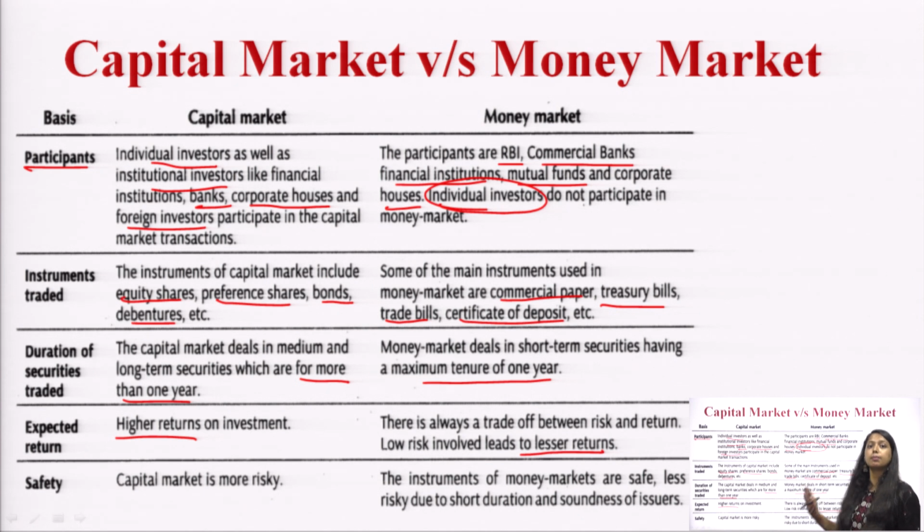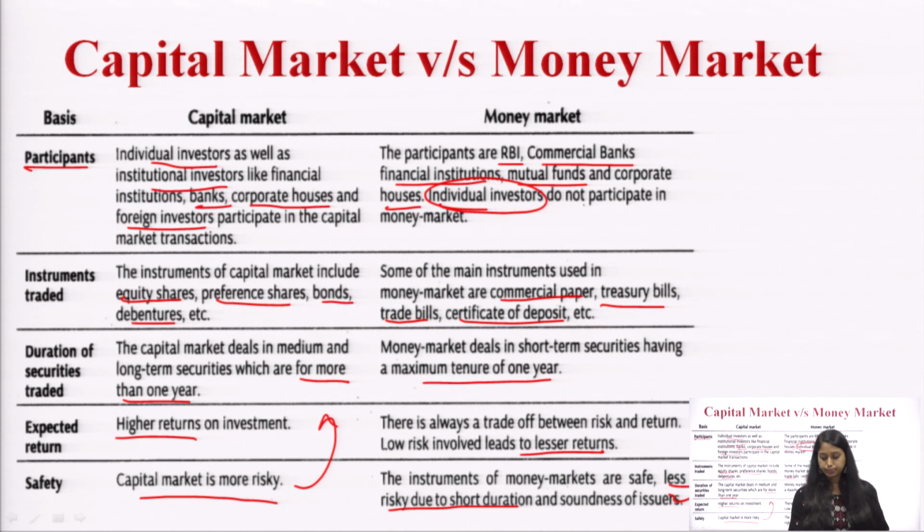Your funds are only employed for 1 year. You would be able to get your funds in a year. So that is why it involves low risk, and that is why it has lesser returns. Safety, I told you this market is more risky, that is why higher returns. This market is less risky, due to which you have less returns.